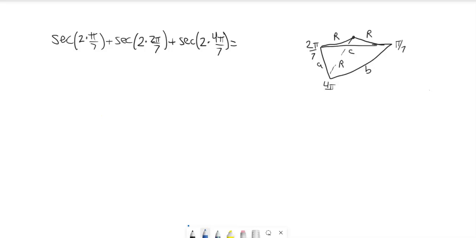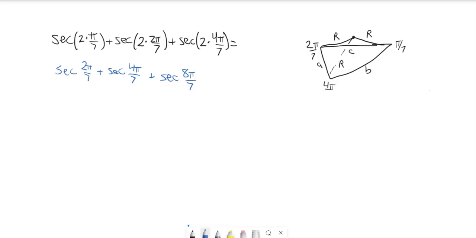We have the secant of 2 times pi over 7 plus secant of 2 times 2 pi over 7 plus secant of 2 times 4 pi over 7. So if we were to write that out, we would get the secant of 2 pi over 7 plus the secant of 4 pi over 7 plus the secant of 8 pi over 7. Now the thing is, because of that 8 pi over 7, that is greater than pi, so that puts that ratio into the third quadrant.